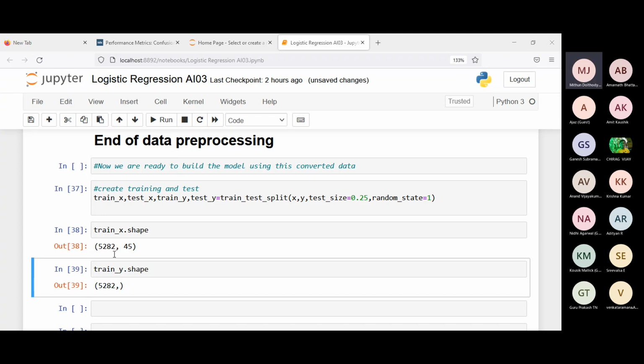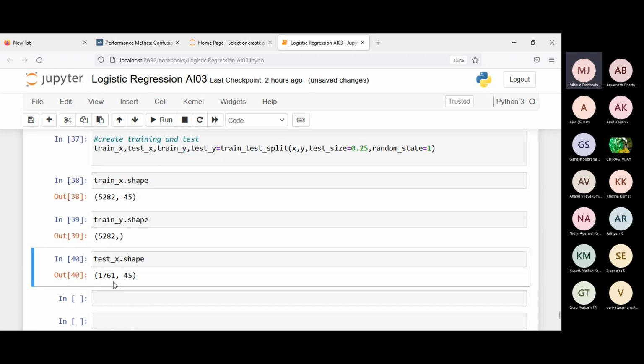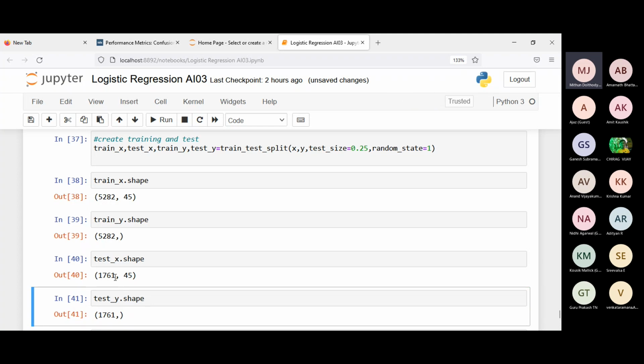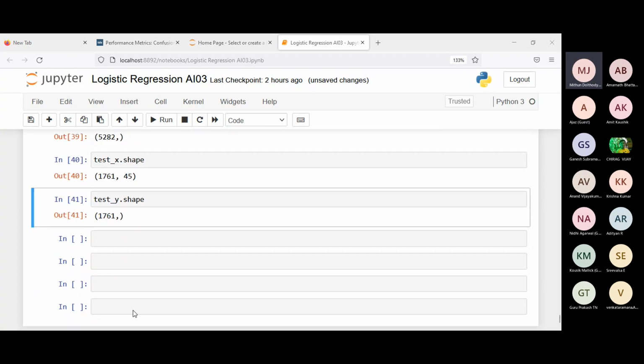The size of the independent and dependent variable cannot be different, correct? Now let us move on to test underscore shape. It is 1761, and test underscore y, if I examine, should be consistent. It is 1761, 1761. Both of these are 1761. So by and large, our logistic regression can be expected to work properly now. We have examined the shape.